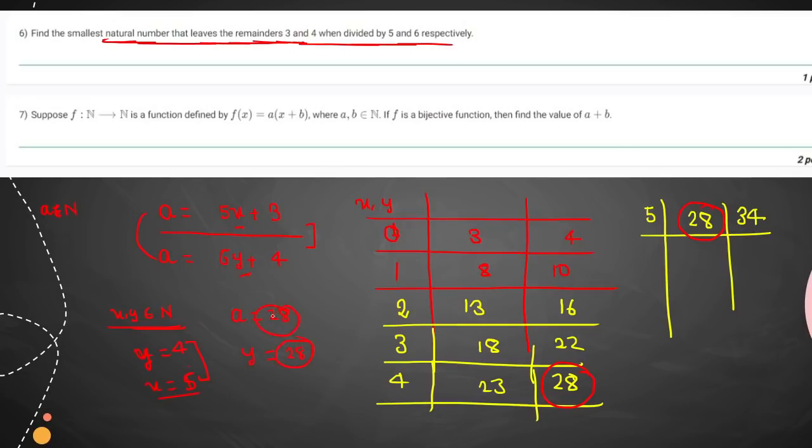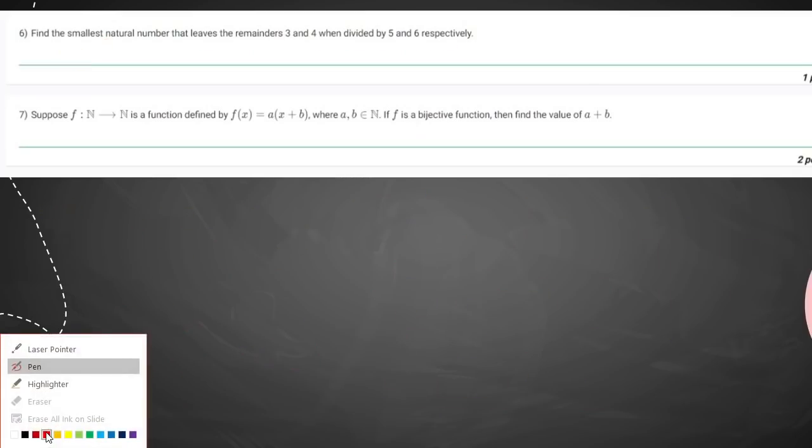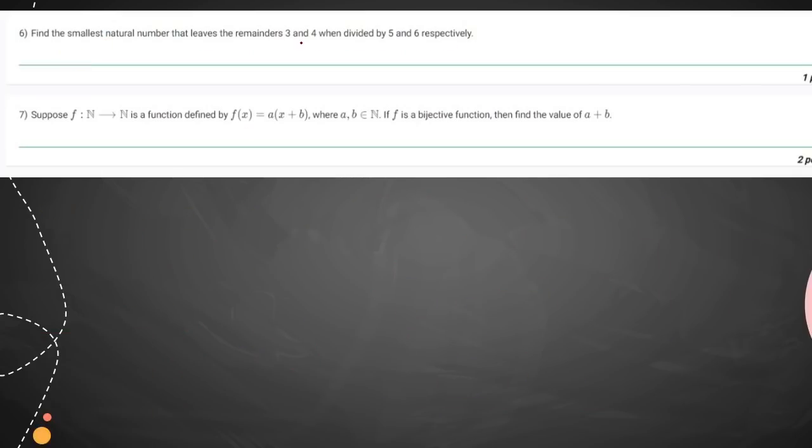Okay, so 28 is the smallest natural number. When we divide it by 5 and 6, it will give remainder as 3 and 4 respectively. Okay, so 28 is the least natural number in this case, so this is 28.